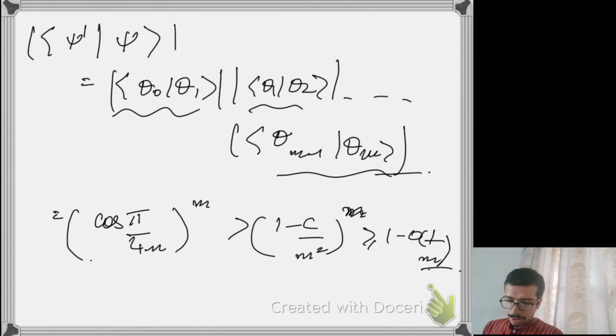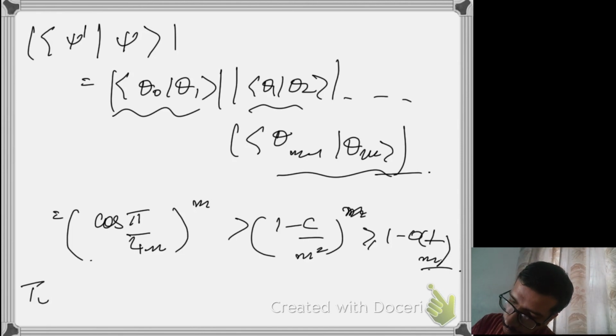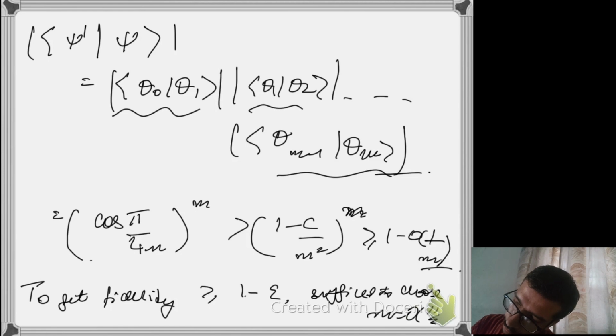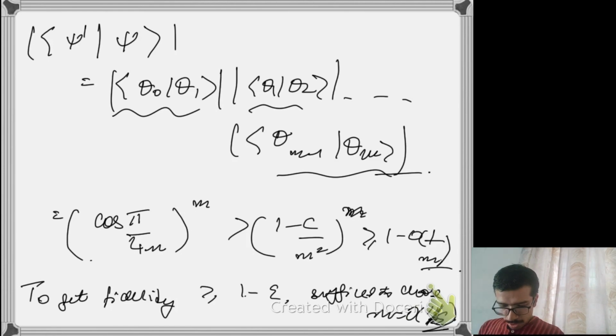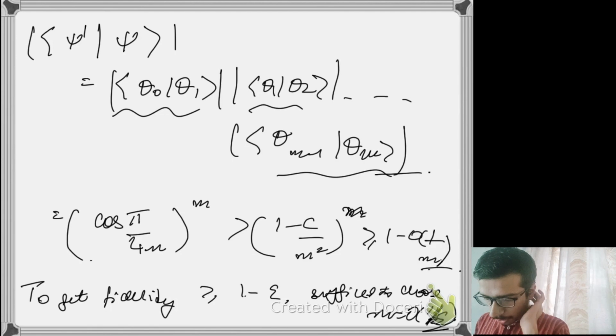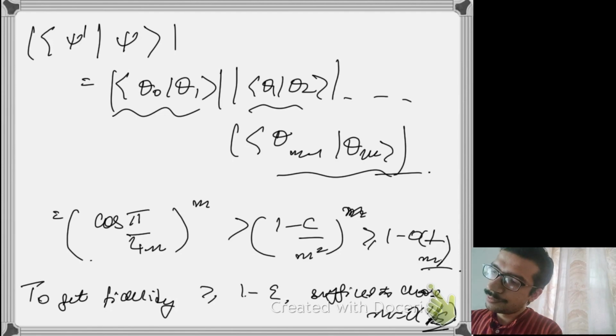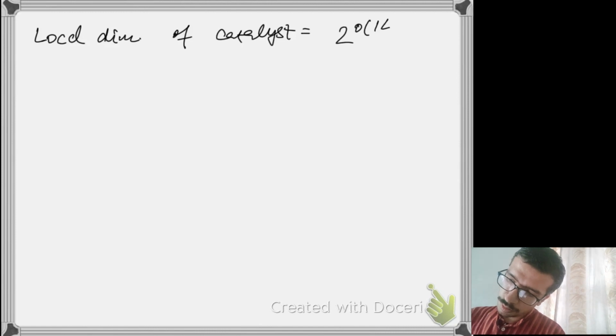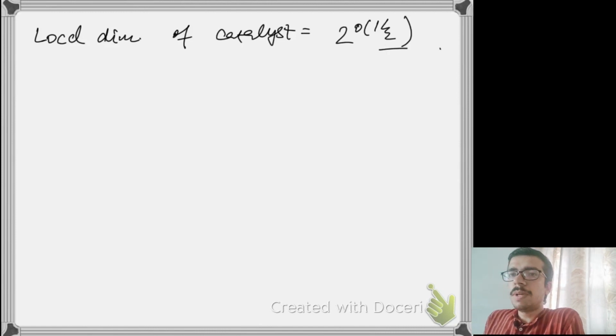So basically in order to receive fidelity greater than or equal to 1 minus epsilon, it suffices to choose m as order 1 over epsilon. Okay. So here we have seen that the local dimension of the catalyst is going to be 2 to the power order 1 over epsilon. Right. So basically this much indeed suffices.